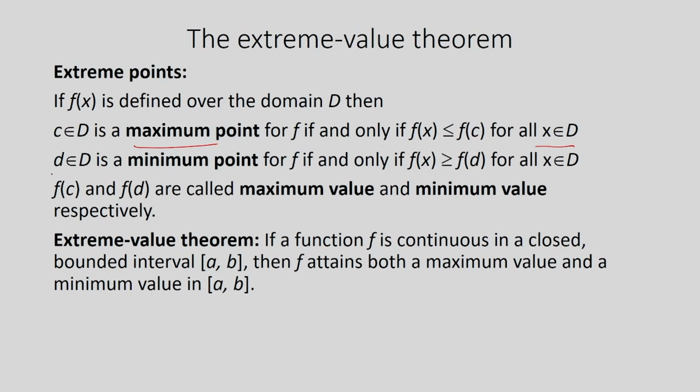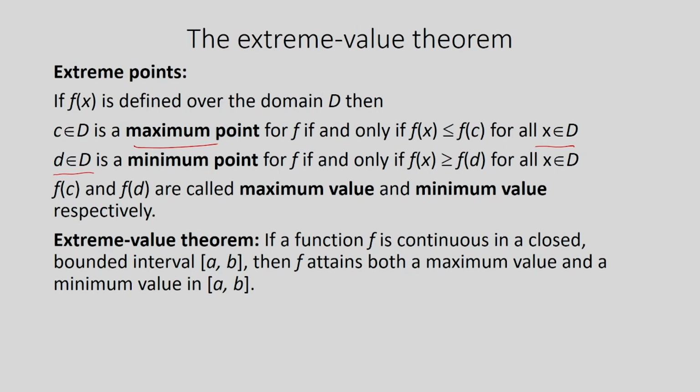Similarly, small d belonging to capital D is called the minimum point for f if and only if f(x) is greater than or equal to f(d) for all small x belonging to capital D. f(c) and f(d) are called maximum value and minimum value respectively. So, maximum point, maximum value, minimum point, minimum value.